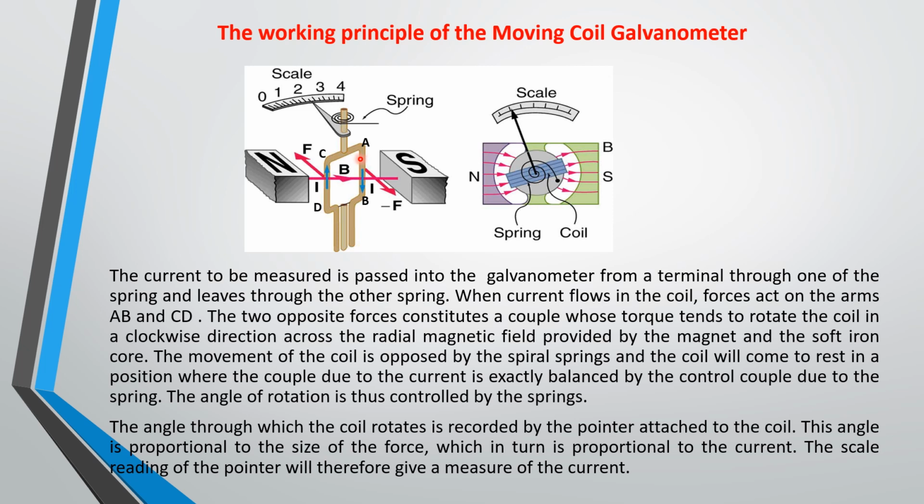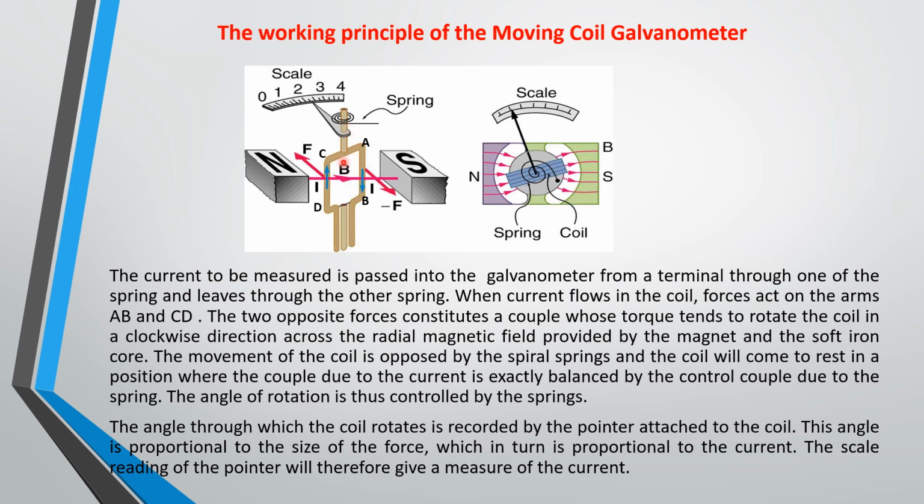The torque of a couple is rotation. So this coil will rotate in the magnetic field of these two magnets that is here. Now, as the coil is rotating, the spiral spring will oppose that rotation. So that will make this pointer come to rest where the couple due to the current is exactly equal to the couple due to the spring.